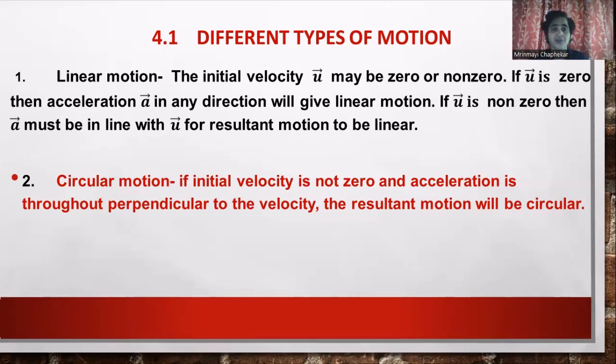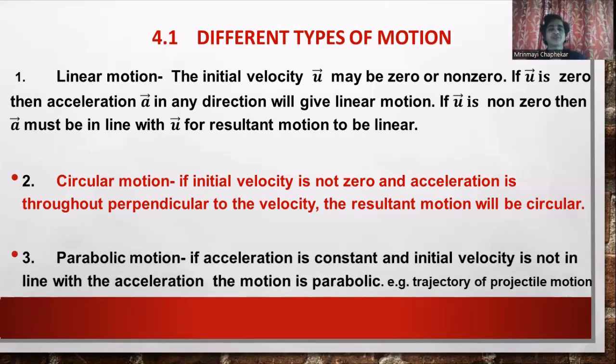In case of circular motion, initial velocity is not 0 and acceleration is perpendicular to the velocity throughout the motion. This kind of motion will be circular motion. In parabolic motion, the acceleration is constant and initial velocity is not in line with acceleration. The example of this kind of motion is the trajectory of a projectile motion. This motion will be parabolic.